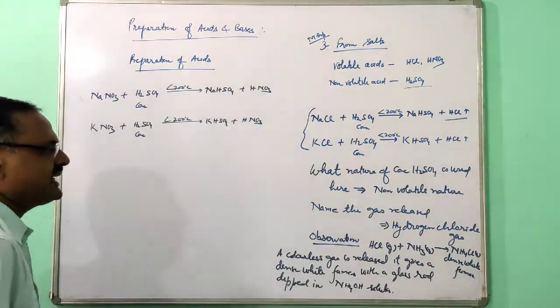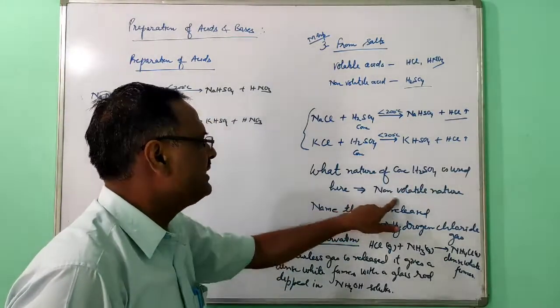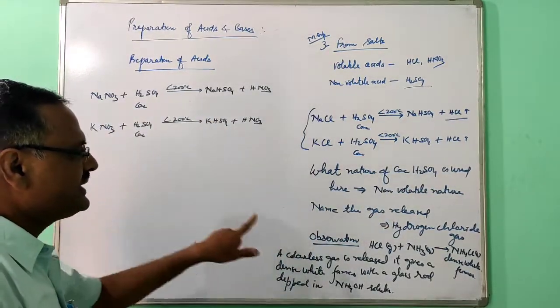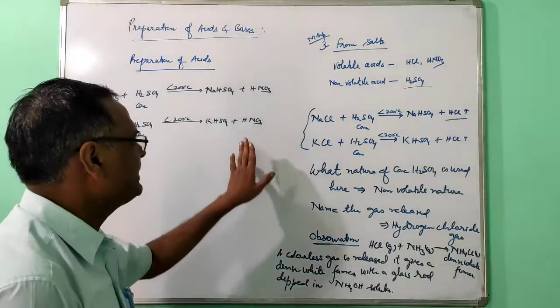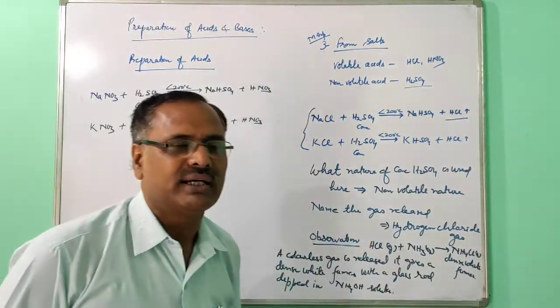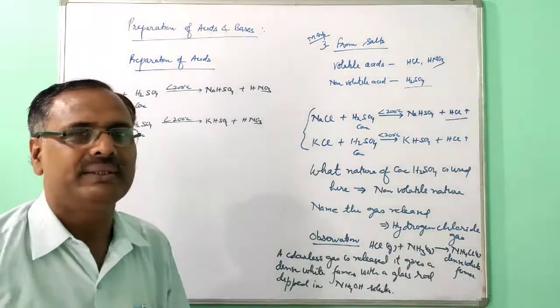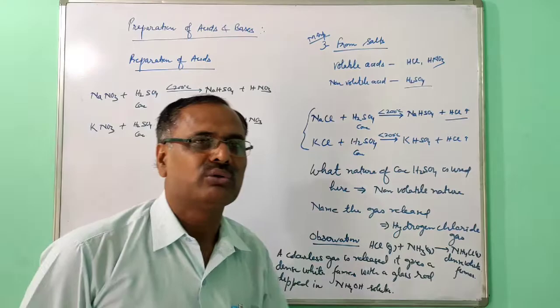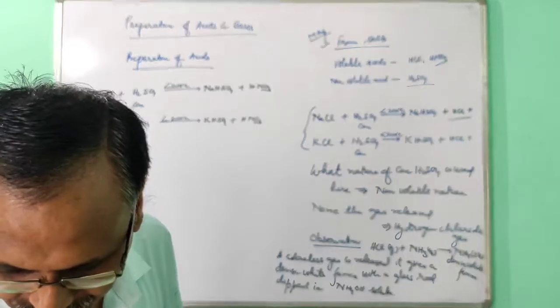In the same way, you can take potassium nitrate. Here the same question can be asked to you. What nature of the concentrated sulfuric acid is used here? Same, non-volatile nature. Name the gas released: vapors of nitric acid. Observation I will give you in the coming chapter. That nitric acid vapors are heated with copper turnings, the reddish brown gas is released. So in the chapter of nitric acid I will give you.